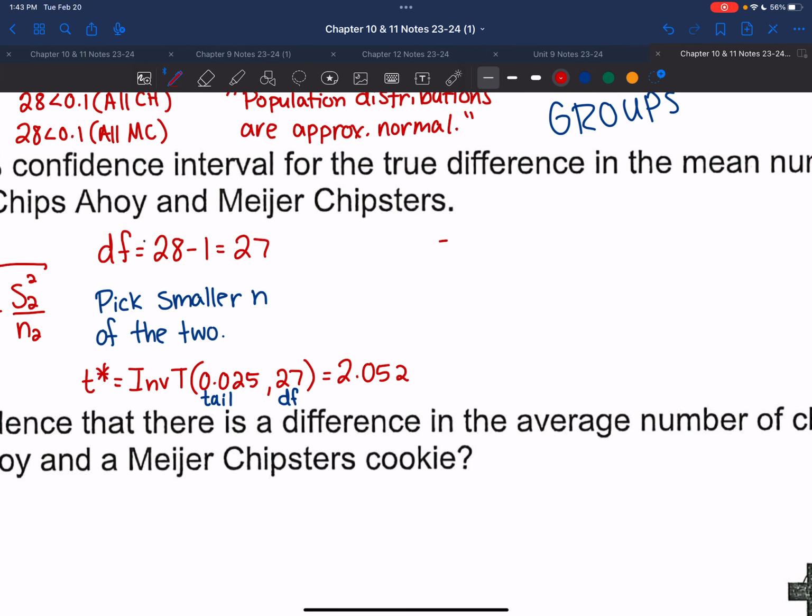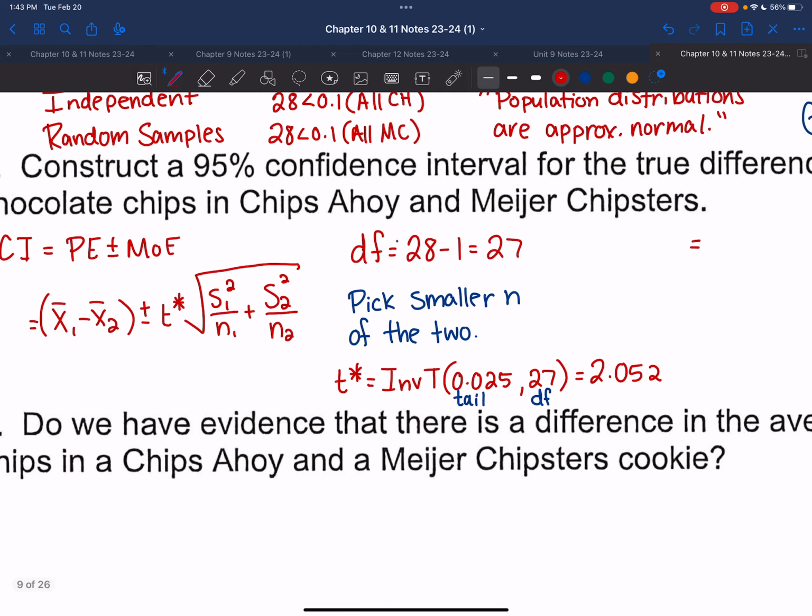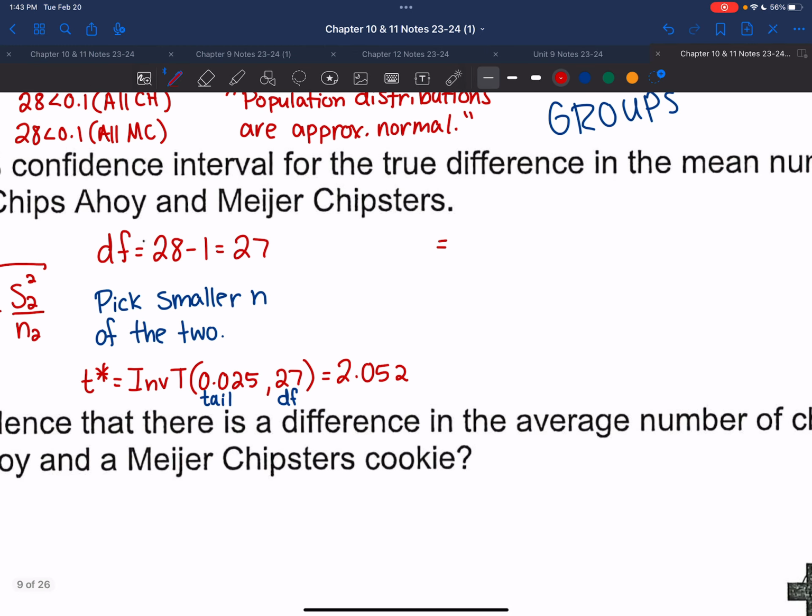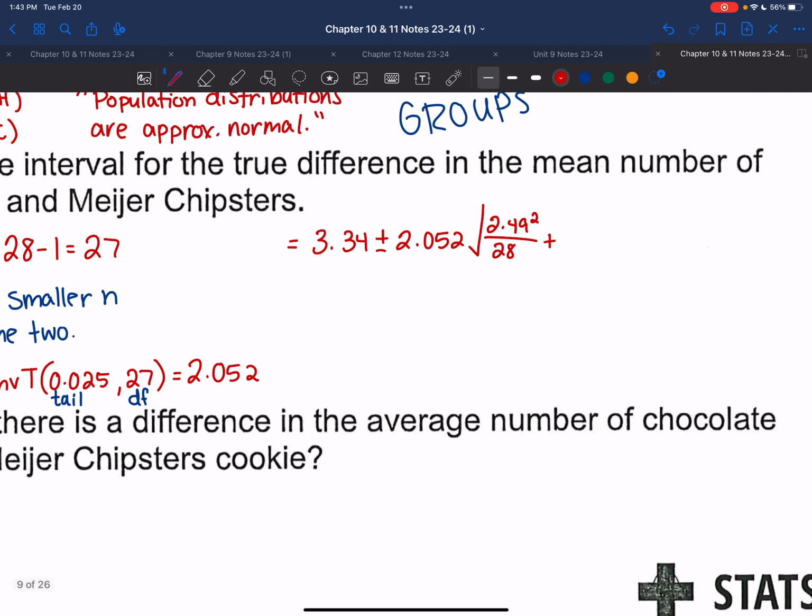All right, so going back to our equation, I'm going to have x bar 1 minus x bar 2. We calculated that earlier, and we found a difference of 3.34, plus or minus t star, which is 2.052, times the square root of 2.49 squared over 28 plus 4.51 squared over 28. Take the square root of that whole thing. And so I'm going to get a confidence interval of 1.34 up to 5.34.